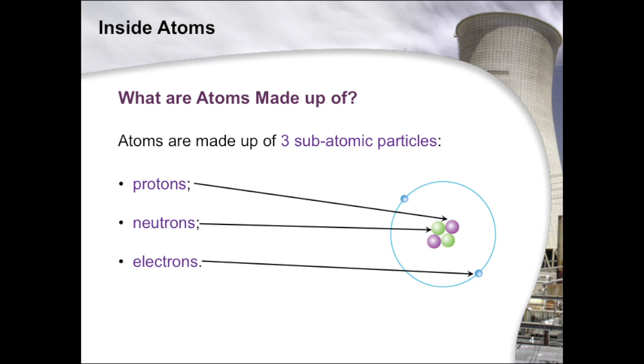Let us begin our lesson by looking at the structure of an atom. You will notice that it is made up of three subatomic particles. Their names are protons, neutrons, and electrons.